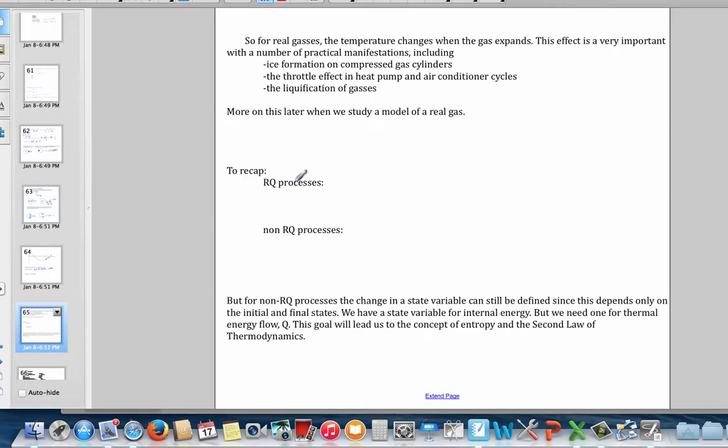So just to go back then, and to make another statement. I've said here the temperature changes when the gas expands. Most gases actually cool down. And that's the case that I've considered so far. So, propane cools down when it expands. Refrigerants cool down when they expand.